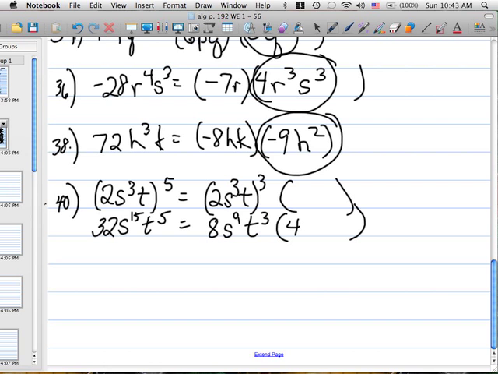We have s to the 9th, take that away from s to the 15th, so we need s to the 6th. And we have t to the third, take that away from t to the fifth, we need t to the second. So it's 4s to the sixth, t to the second.